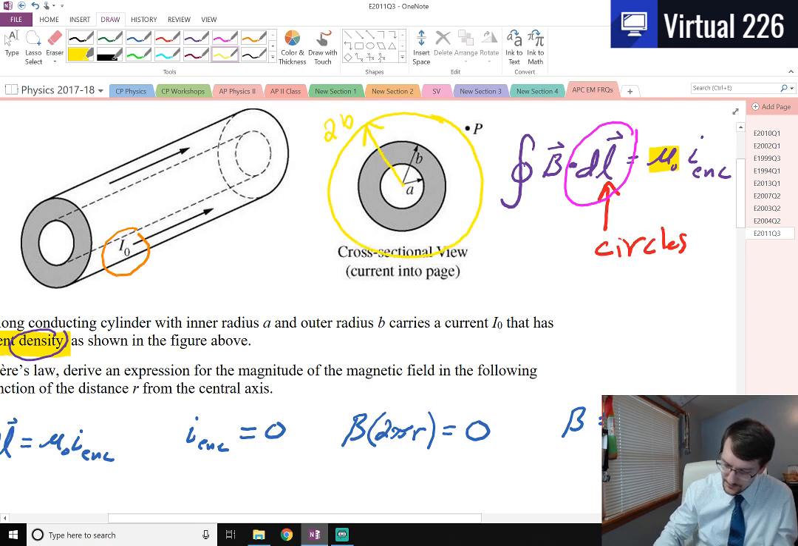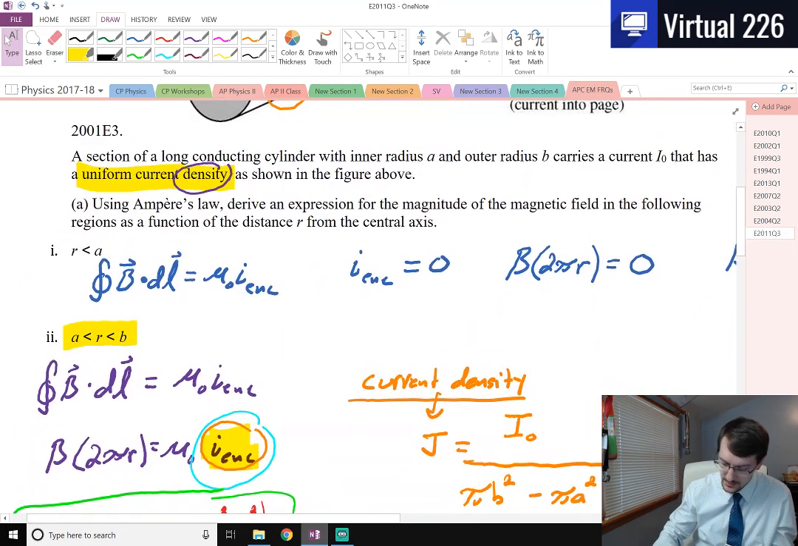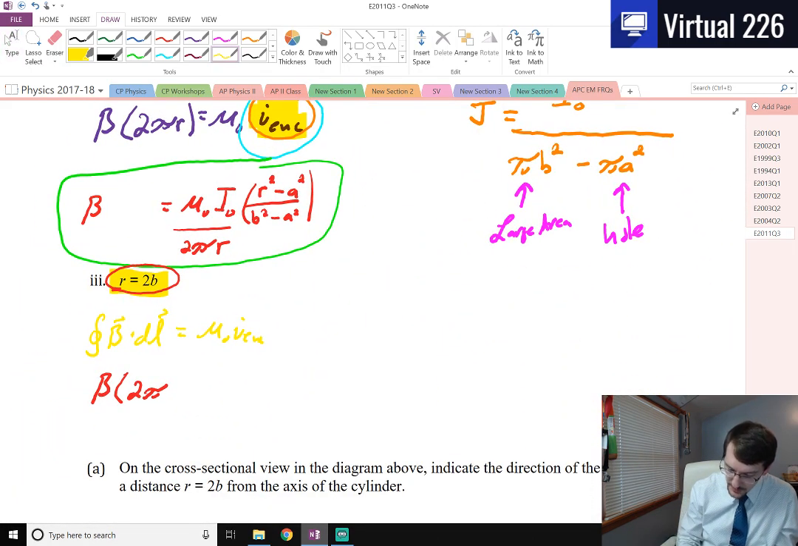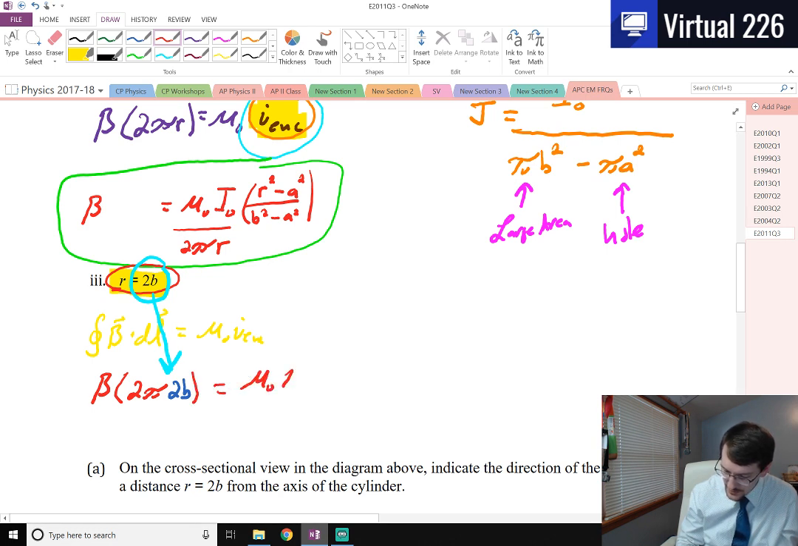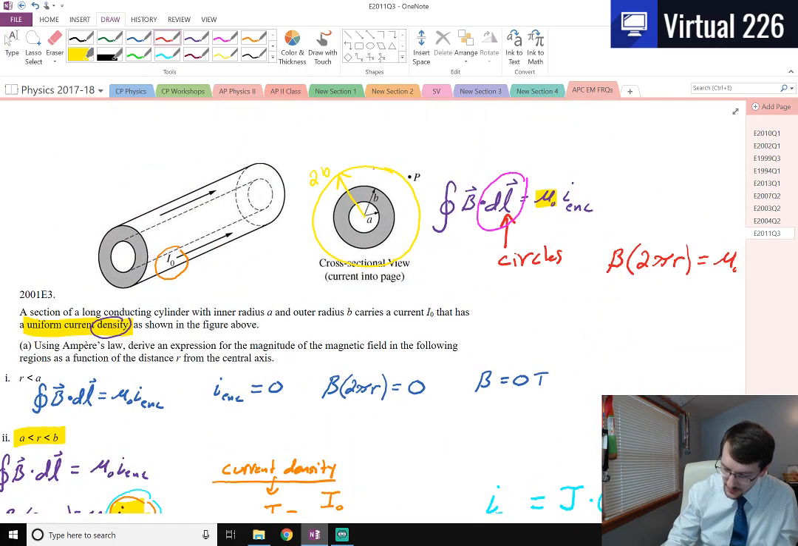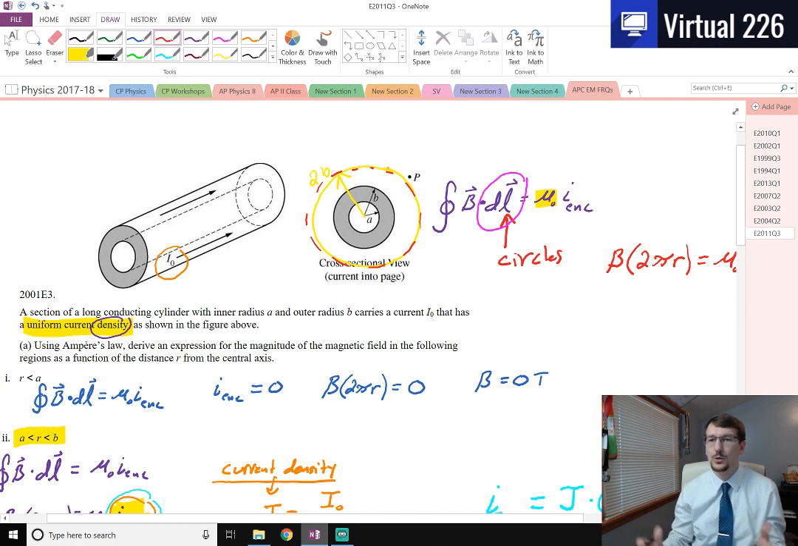This is 2b. Okay, so we're sitting out beyond the wire. Since this is normally 2 pi r, but we've called that r value equal to 2b, we can substitute that in there. So what we can say here is that this is going to be 2 pi times 2b equals mu naught times I enclosed. Luckily for us, because we're sitting all the way out here, we are already enclosing all of the current inside our Amperian loop. All the current is tucked in there.